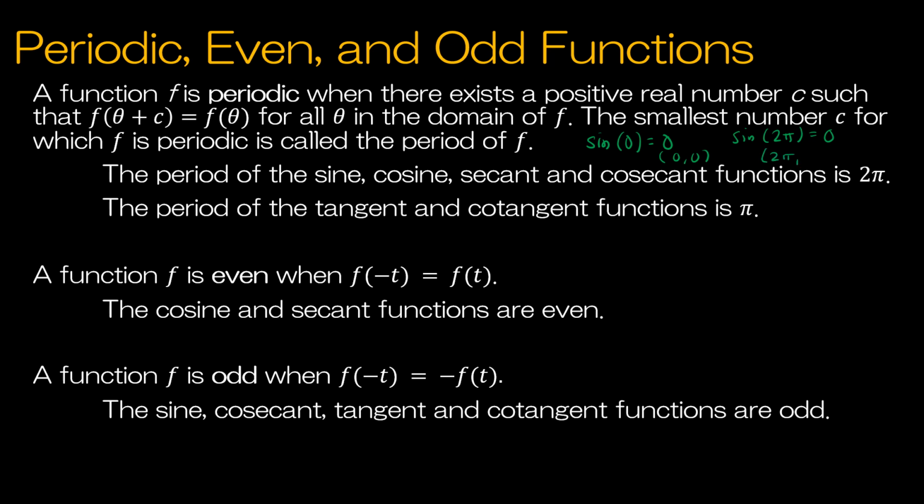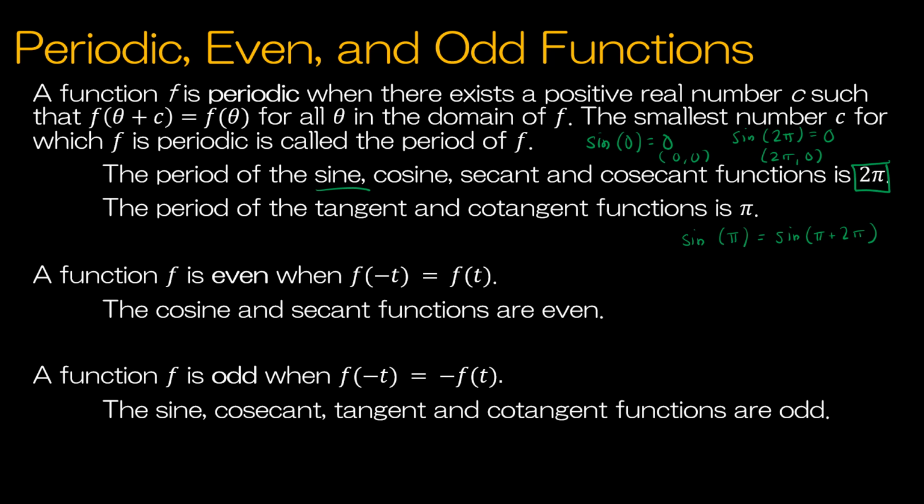So (2 pi, 0) was another point, and it's going to keep following that pattern. So the period of sine is 2 pi, meaning if I know, say, what sine of pi is, then it's going to be equal to sine of pi plus 2 pi. Those are both going to be the same output values. So the period of sine, cosine, secant, and cosecant is 2 pi. The period of tangent and cotangent is pi.